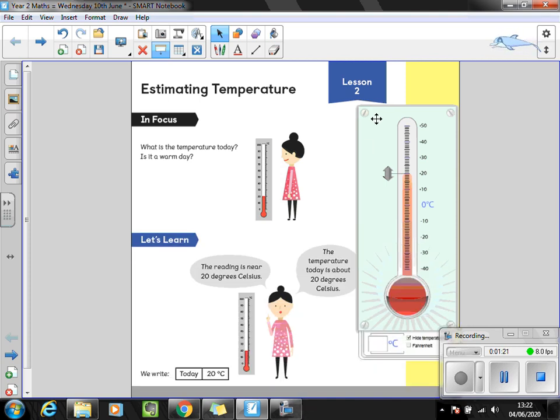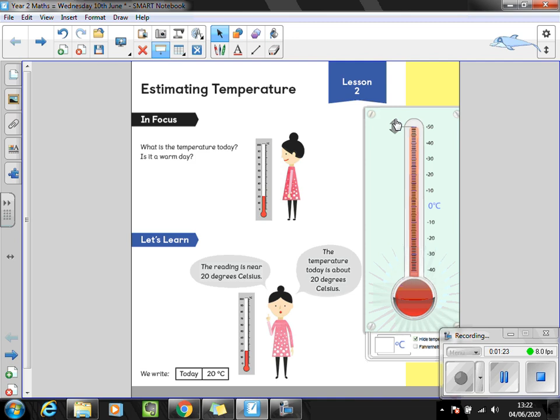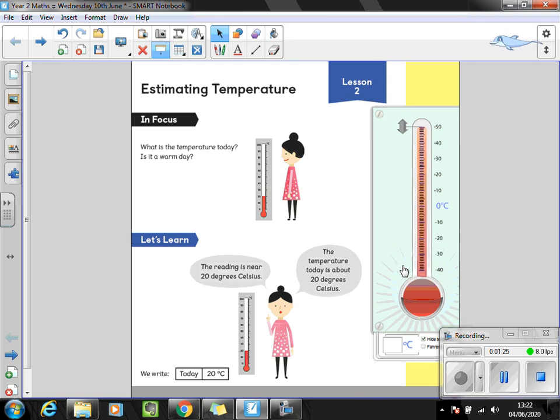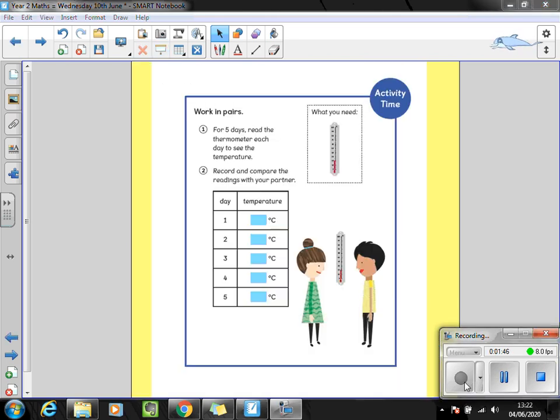Let's have a look at the Let's Learn. We can see that the reading of the temperature is near 20 degrees. The temperature today is about 20 degrees Celsius. And we write that as the number 20 with that little circle to represent degrees and a big C to represent Celsius. Let's move on.